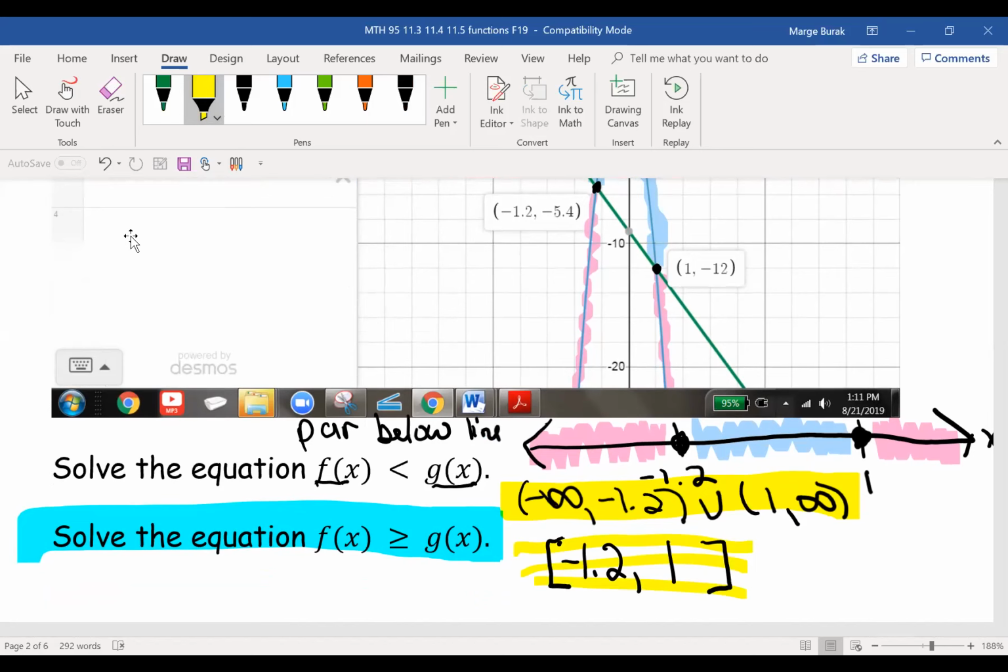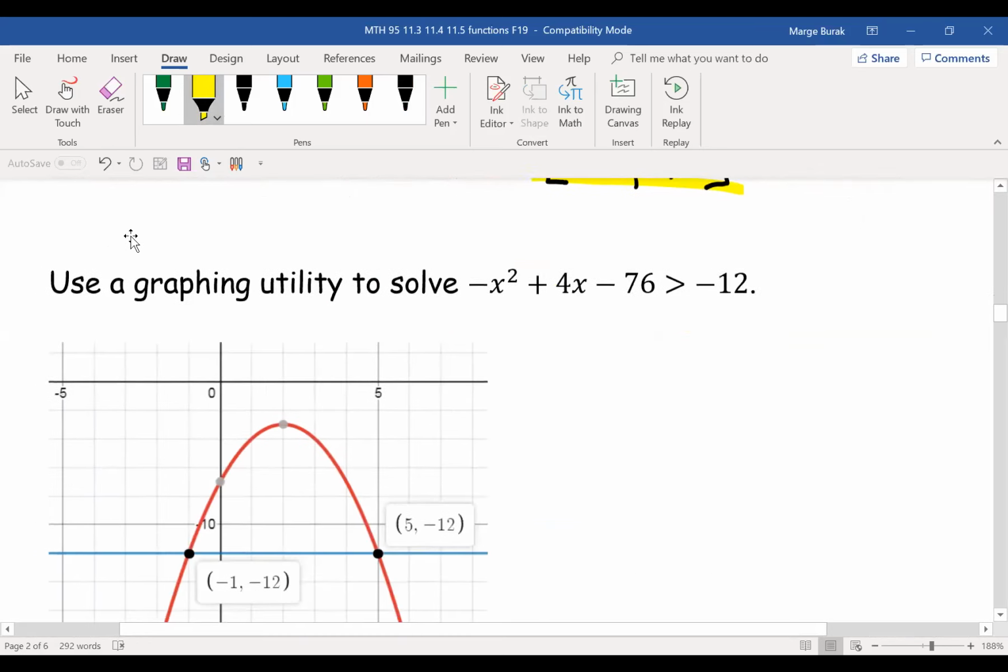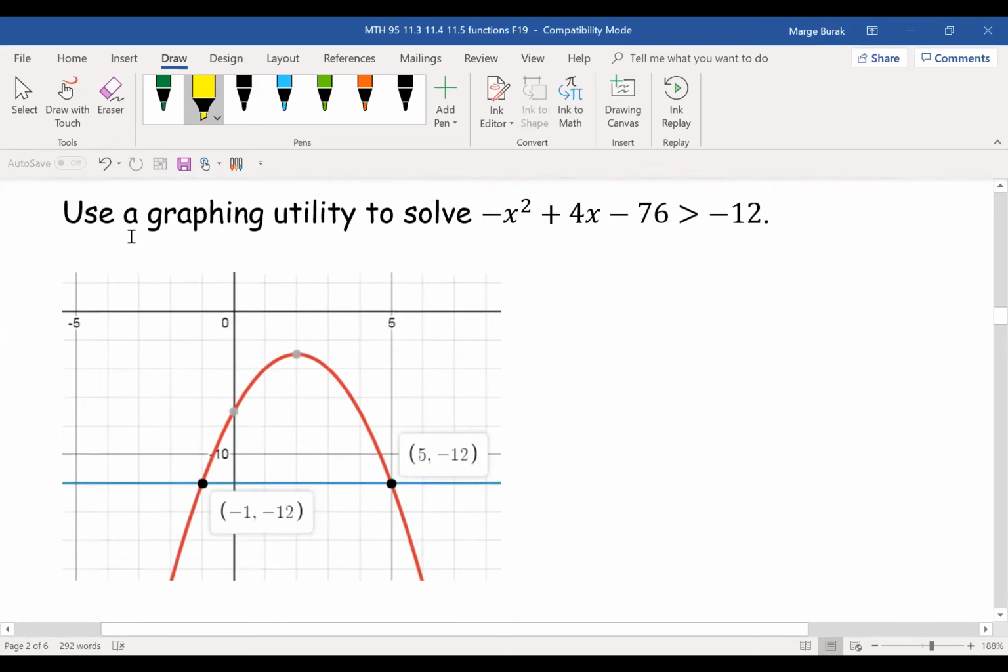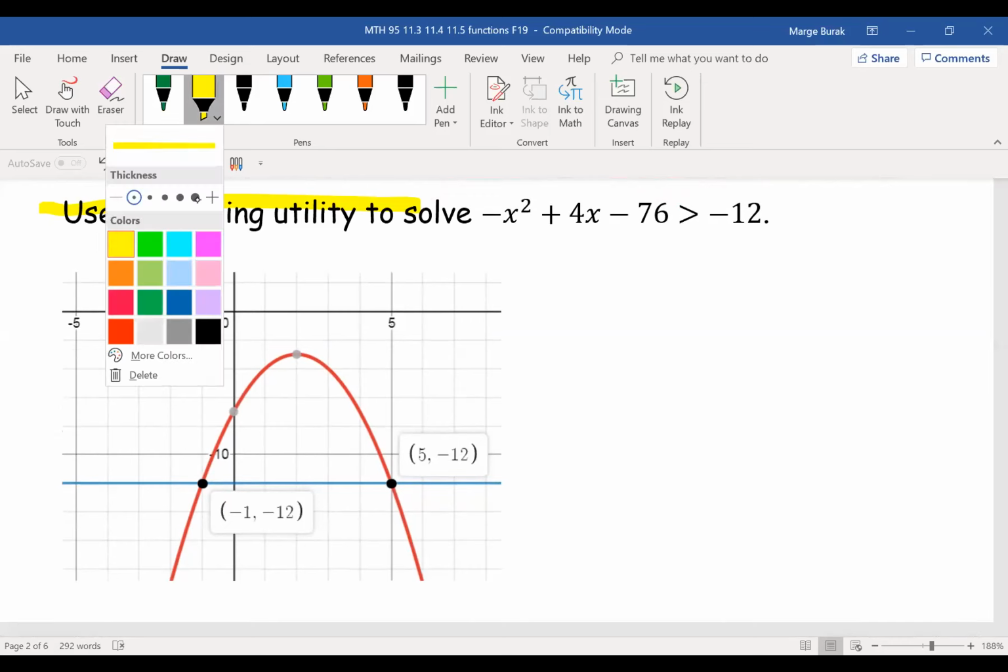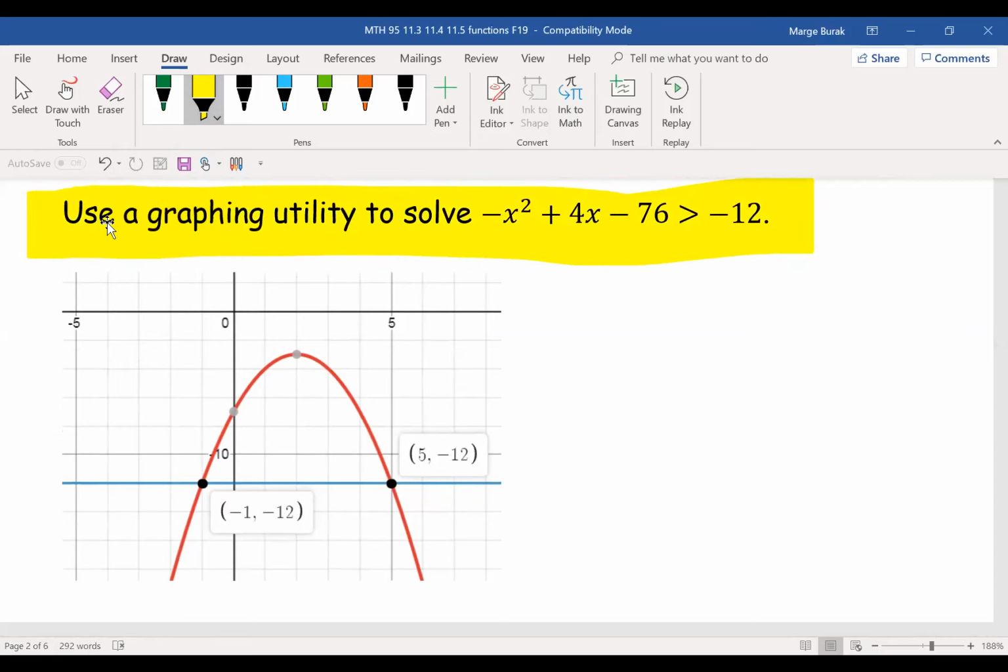Okay. All right. Let's do another one of those. All right, so here's another graphing utility to solve. This is my equation. Oh, I didn't get it big again. All right, let's go big. All right. Okay, so here I have, where's my parabola right here? Negative x squared plus 4x plus 76. Where is that greater than negative 12? So I have graphed this in Desmos.